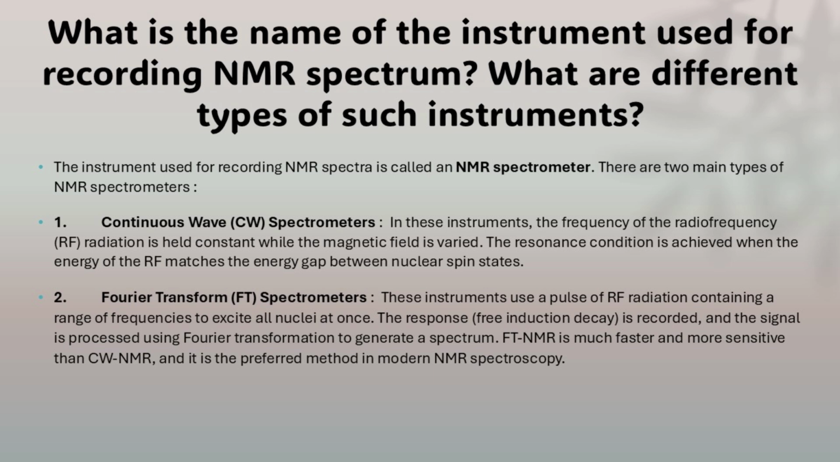2. Fourier transform, FT, spectrometers. These instruments use a pulse of radio frequency radiation containing a range of frequencies to excite all nuclei at once. The response, free induction decay, is recorded and the signal is processed using Fourier transformation to generate a spectrum. FT-NMR is much faster and more sensitive than CW-NMR, and it is the preferred method in modern NMR spectroscopy.